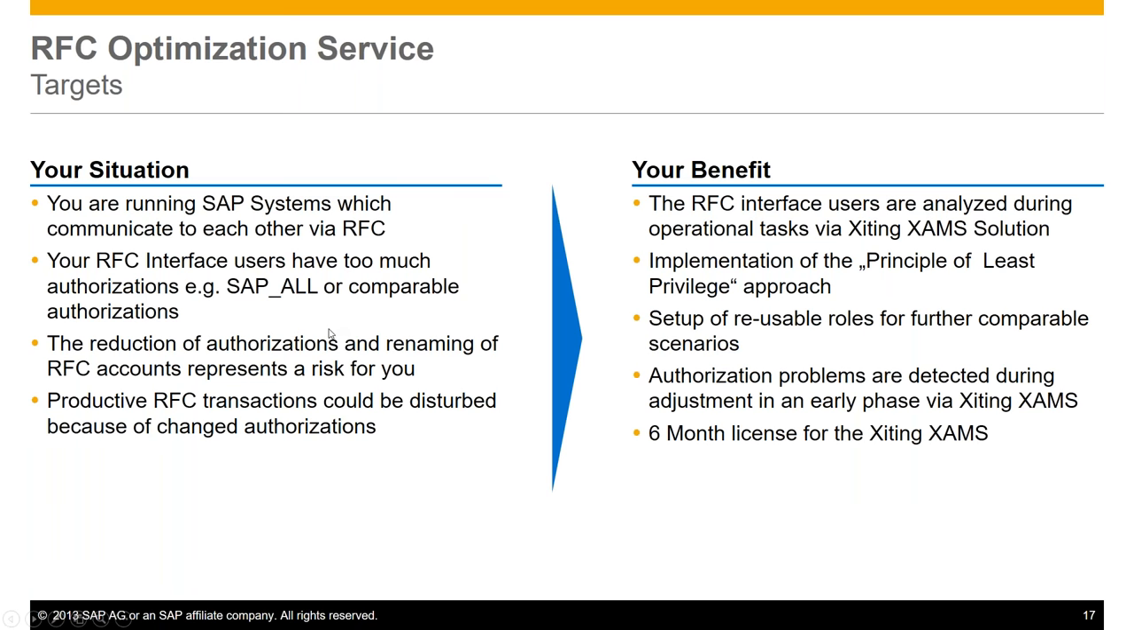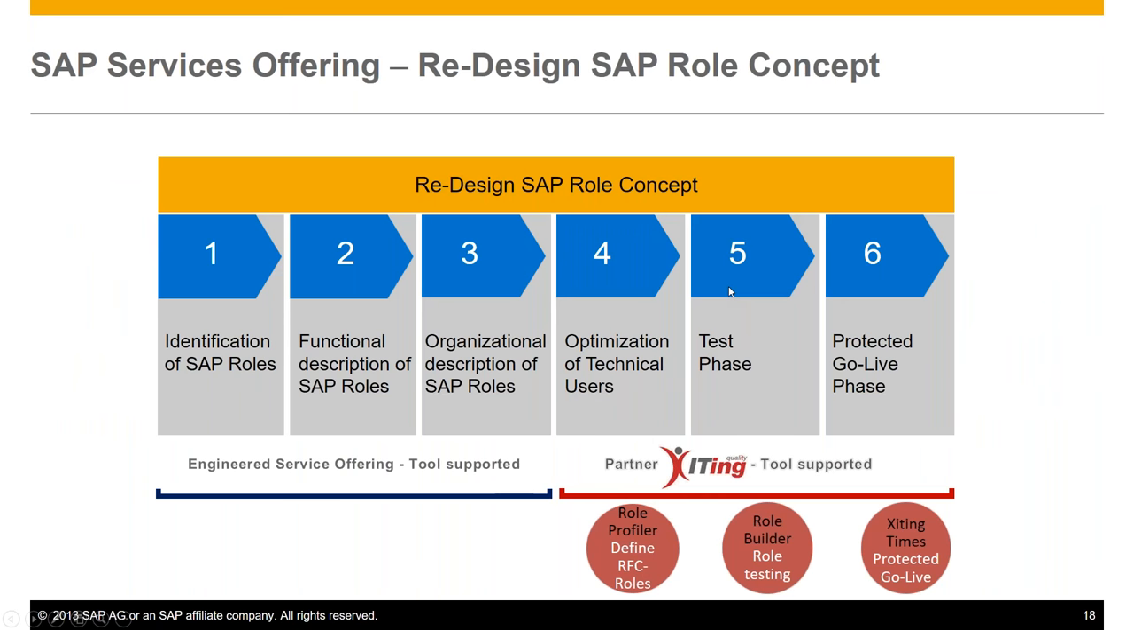So the starting situation was that there are a lot of connections, and they are running with SAP_ALL or comparable authorizations to SAP_ALL, and we implemented new grouping of these authorization requirements of the users, correcting the setup where that was usable, and building reusable roles to contain what these remote users are doing.